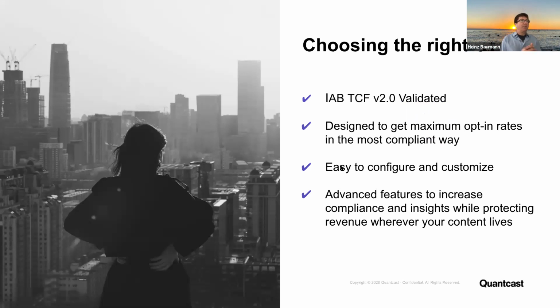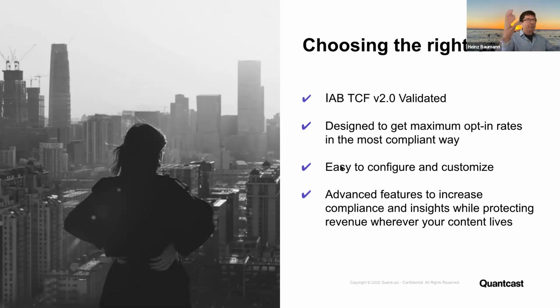Choosing the right CMP. The first item is for Europe, but you want to make sure that you have a CMP that supports the Canadian TCF when we have it. Then you want to take a look at design to get maximal opt-in rates in the most compliant way. So you want to look at how it gets presented. Is it in a way that will help the user quickly get through that consent workflow? Then, is it easy to configure and customize?